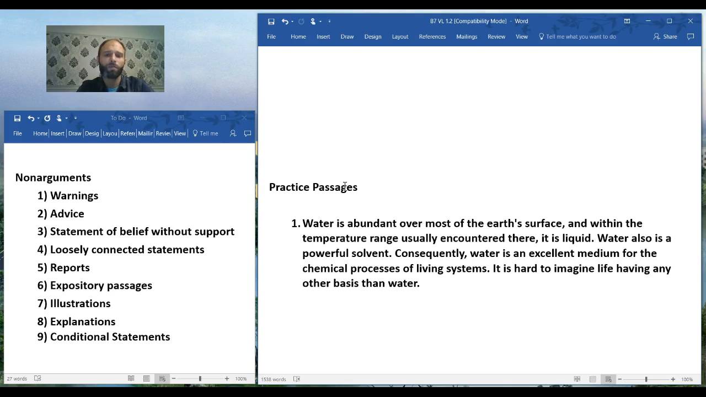And we see the other information is water is abundant over most of the Earth's surface, and in the temperature range encountered there, it's liquid. And water is also a powerful solvent, so it can dissolve chemicals. So if there's an abundant liquid around and that liquid dissolves chemicals, that would make it an excellent medium for the chemical processes of living systems. So we see here that this is actually an argument. There's that inferential link between premises and conclusion, meaning there are statements here that give us reason to believe one of the other statements.